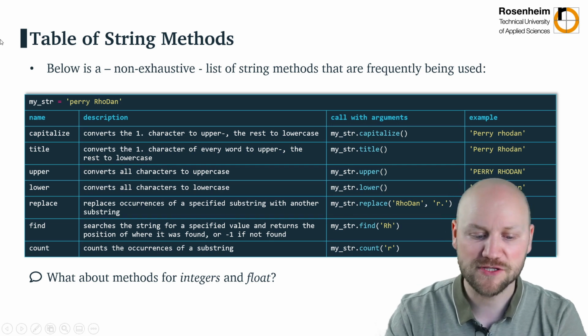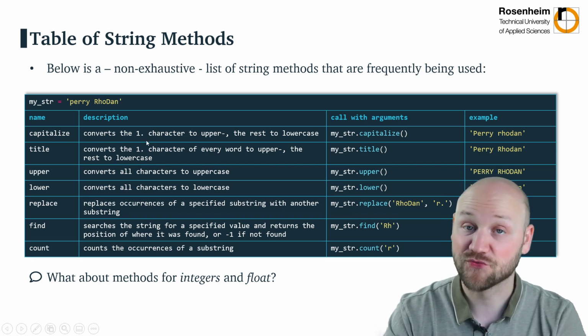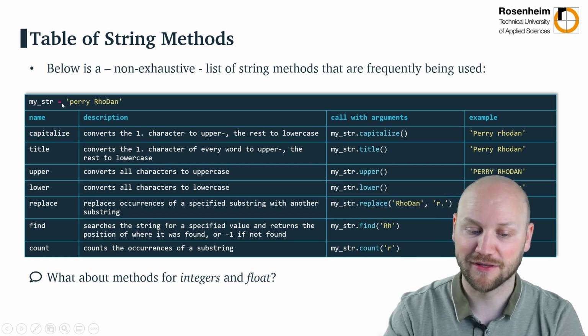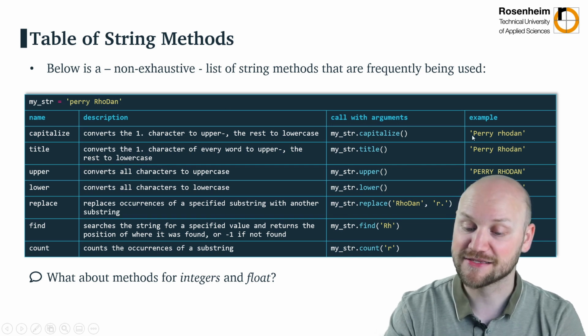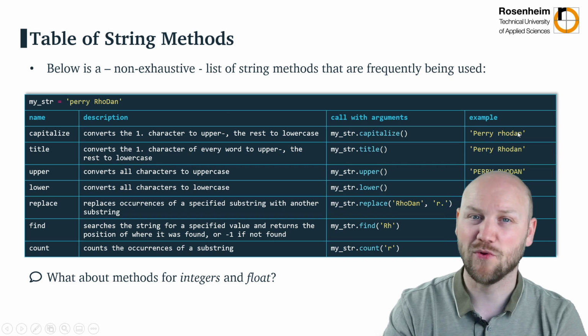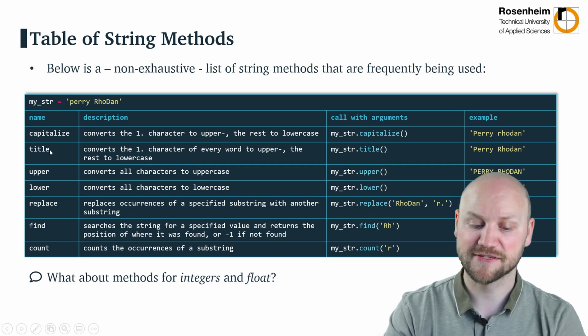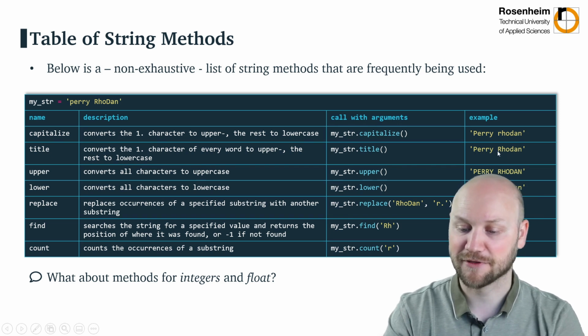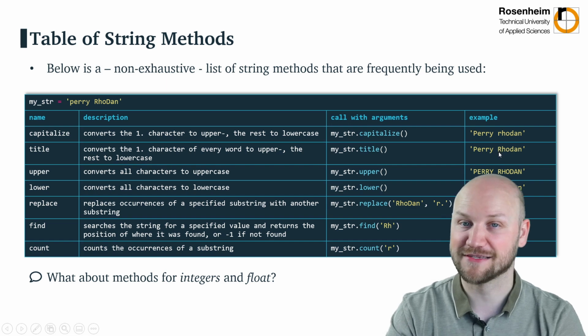So for example, the first one, capitalize, converts the first character to upper and the rest to lowercase. An example that is shown in the first row here, Perry Roden, leads to the outcome that the P is capitalized and the rest is lowercase. A very similar method, title, leads to the first one being a P that is capitalized, and the R is capitalized because that's a new word.